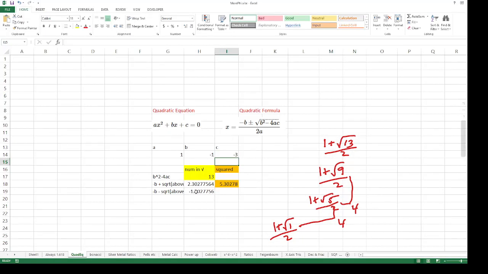And we can also see that the x point is going to be 2.302. And if we square it, it's going to be 5.302, which is the same as x plus 3.